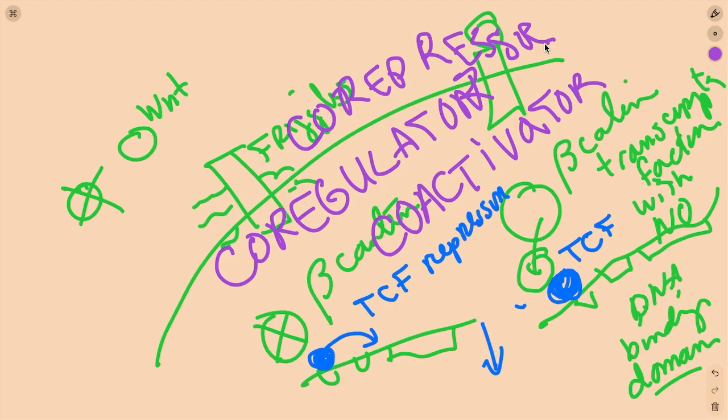So it's a co-activator because it's activating transcription, but it's repressing TCF. Yeah, that's a good point. And that gets to be kind of frustrating, right? When you say we have the TCF repressor and beta-catenin is repressing the repressor. It also has an activation activity.